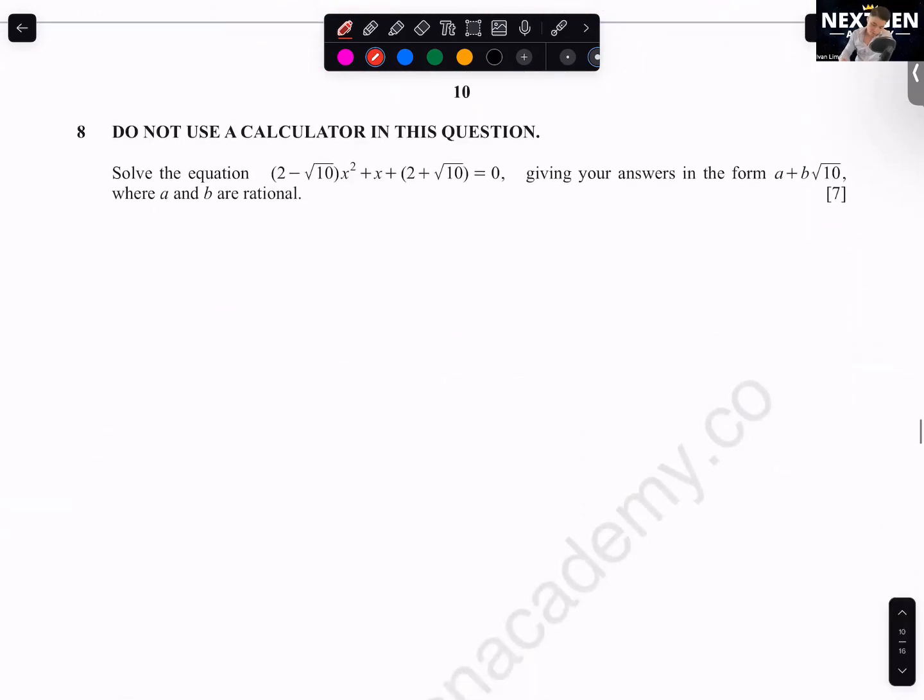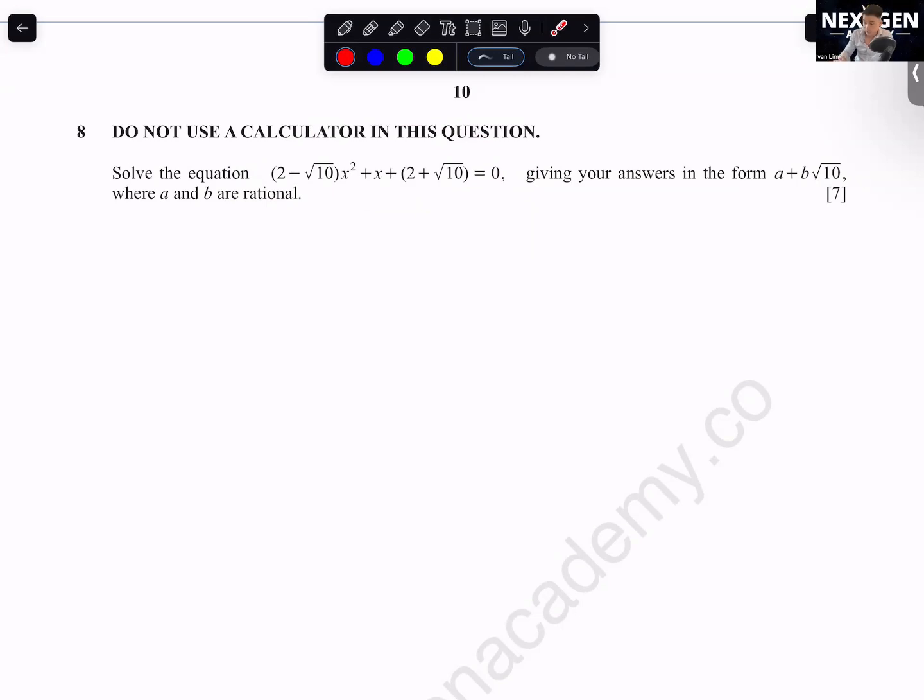Question 8. Don't use the calculator for this question. Solve this equation, giving the answer in the form A plus B root 10. How do we do this? It's a 7-mark question. Then they say A and B are rational. Quadratic equation. I will send to you all if you all haven't copied yet. Next time, ask me to stop first.